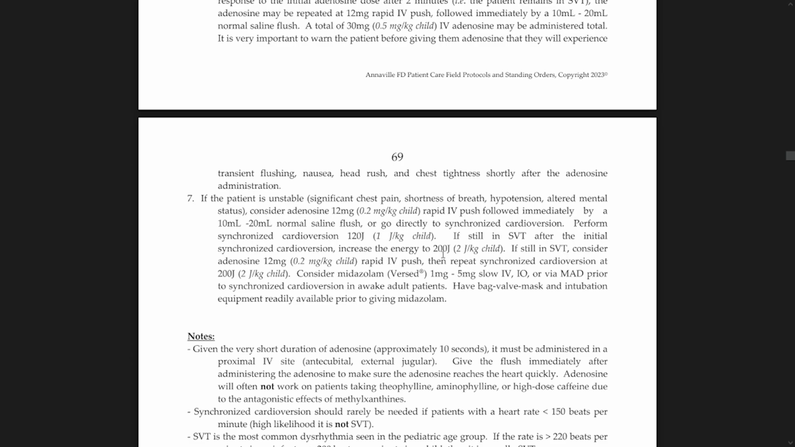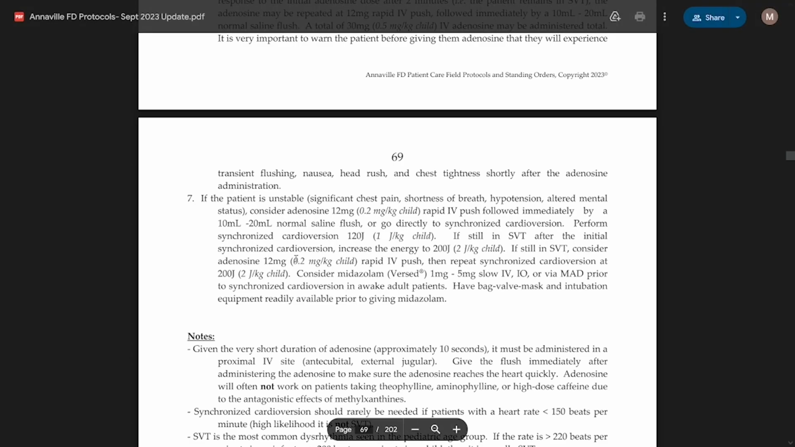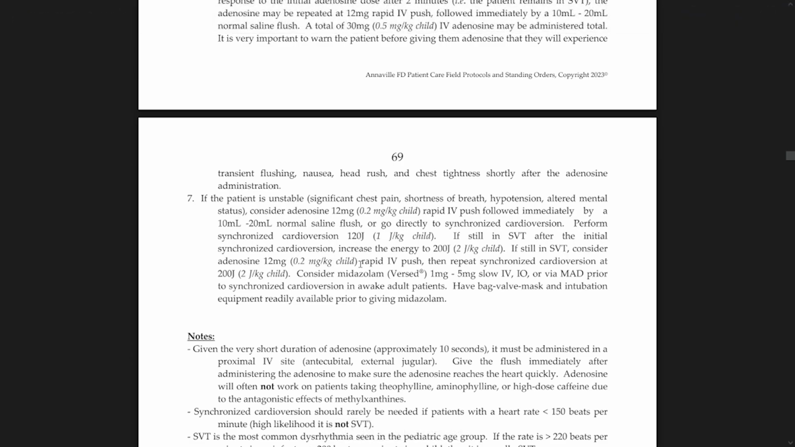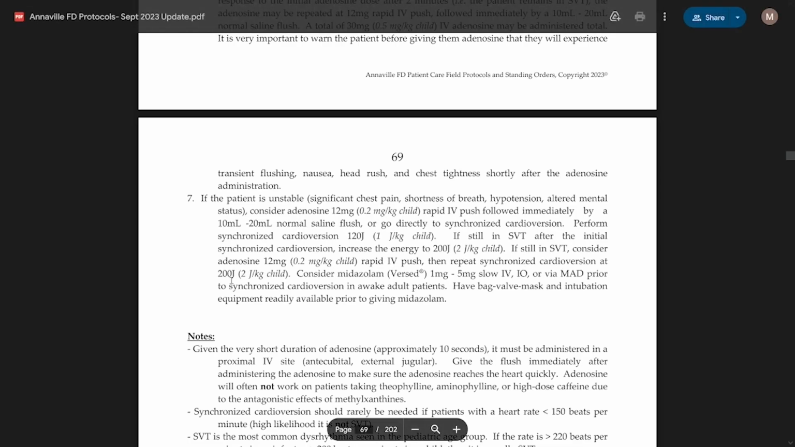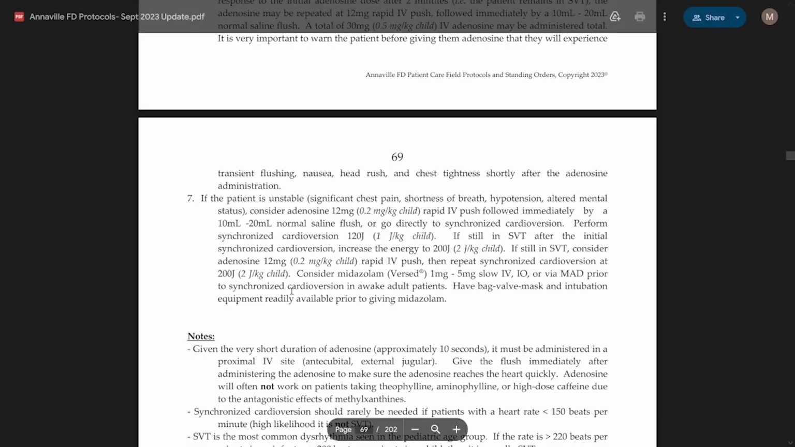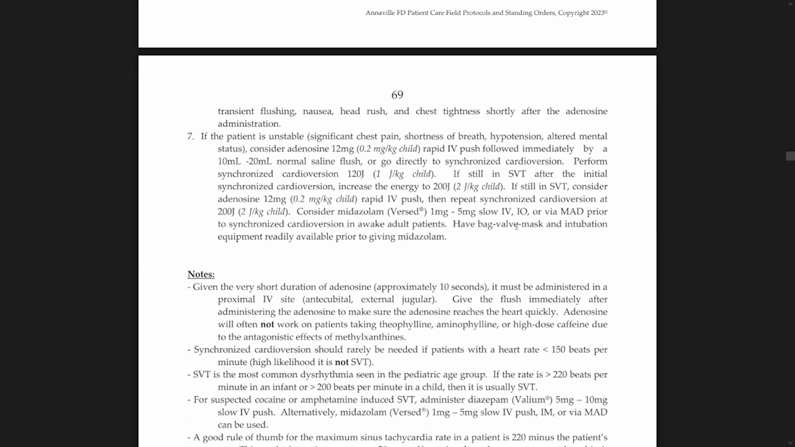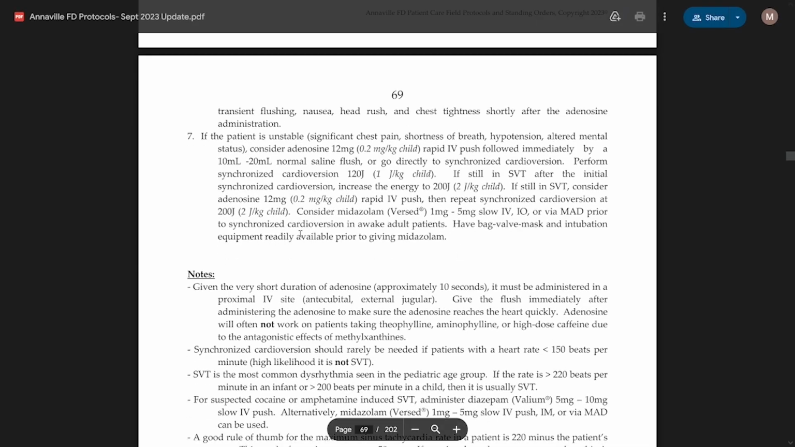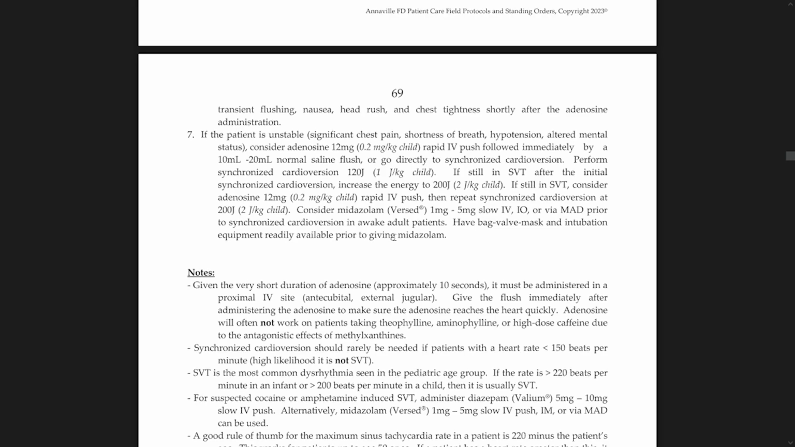If still in SVT, consider adenosine 12 milligrams, or 0.2 milligram per kilogram for a child, with a rapid IV push, then repeat synchronized cardioversion at 200 joules or 2 joules per kilogram for a child. Consider midazolam or Versed at 1 to 5 milligrams with a slow IV, IO, or via a mucosal atomizer device prior to synchronized cardioversion in an awake adult patient. Have a BVM and intubation equipment readily available prior to giving midazolam.